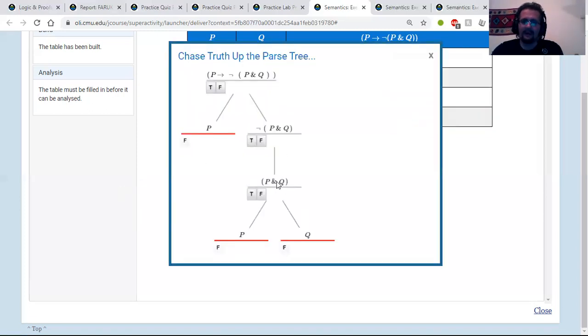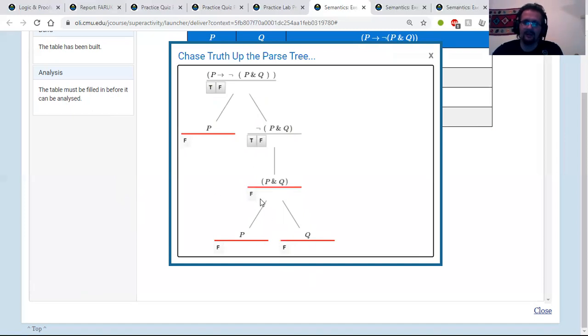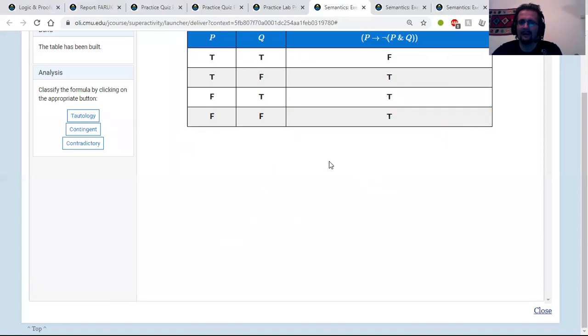So here we have a conjunction with two false statements. That's a false conjunction. And then we negate the falsity, so to give us the truth. But it doesn't matter because the antecedent is false. If false, then true. That's a true statement as a conditional statement. And ta-da, there we go.